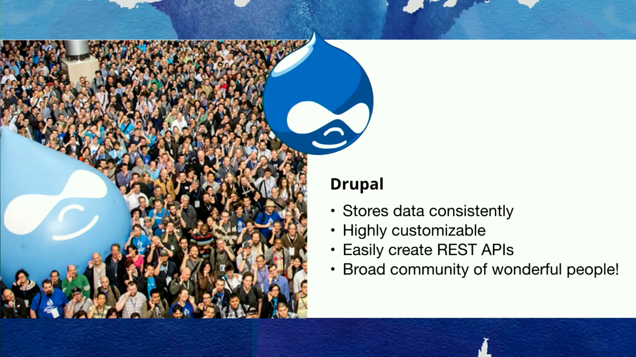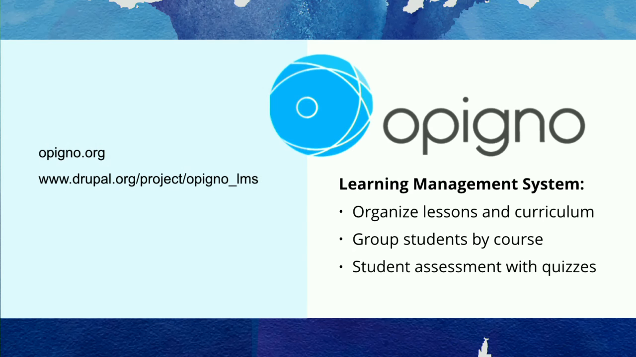It's nice to know that you can reach out and find somebody to help you, or find somebody with common interests or common goals. So they came to us because we knew about Drupal and they knew about the stuff that they were working on. And they actually introduced us to a distribution called Opigno. It's a learning management system.